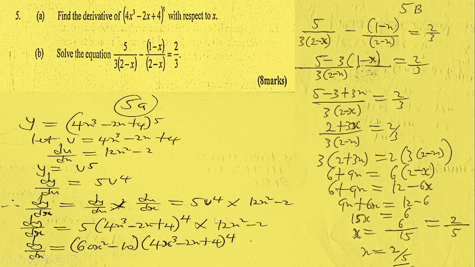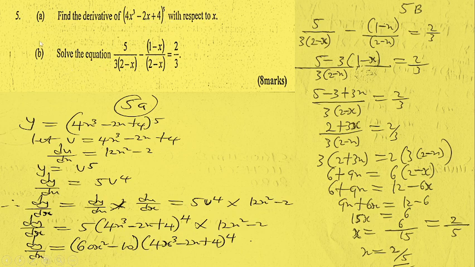Then, of course, 5 can multiply whatever we have here. So 5 times 12 will give us 60x squared, minus 5 times 2 will give us minus 10. Then into bracket whatever we have here. So that means dy/dx is this. We have been able to differentiate this function using the chain rule, and this is the final answer to that.